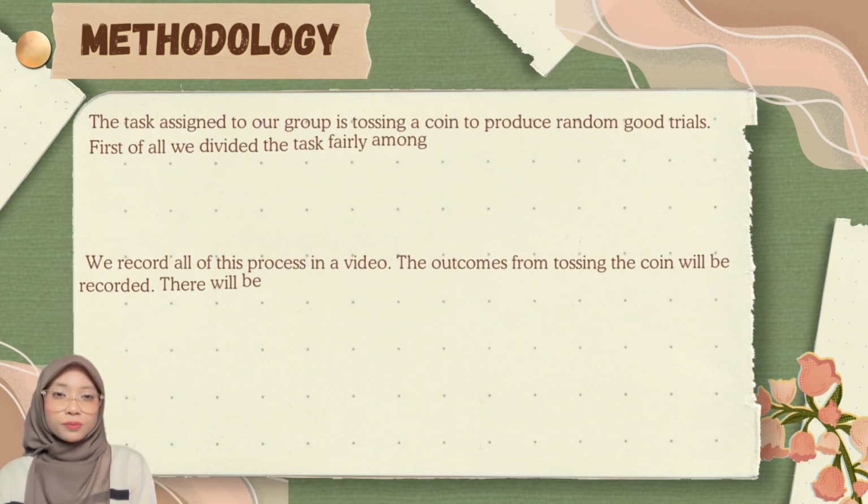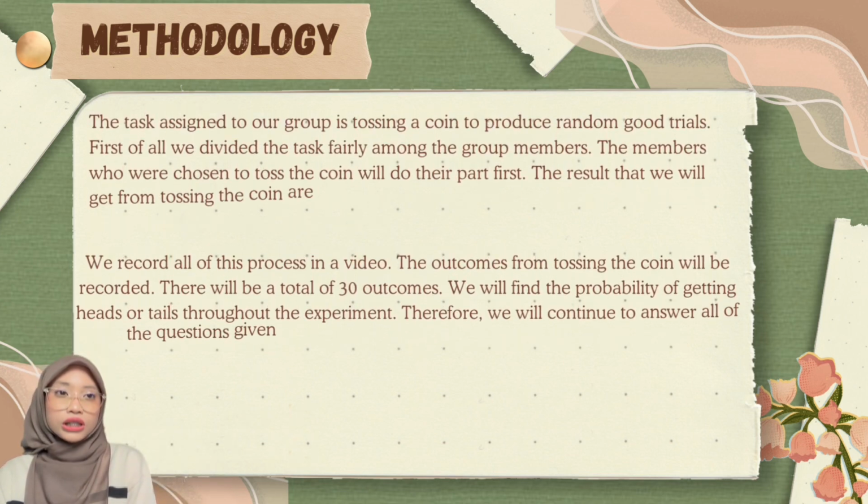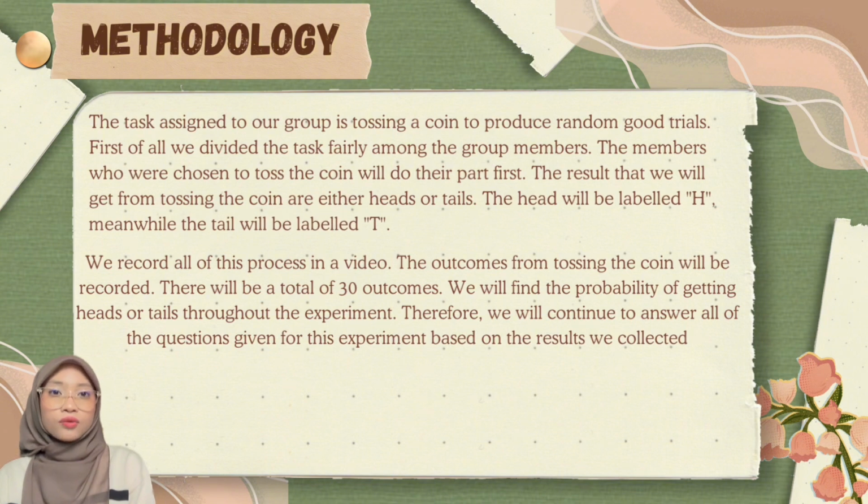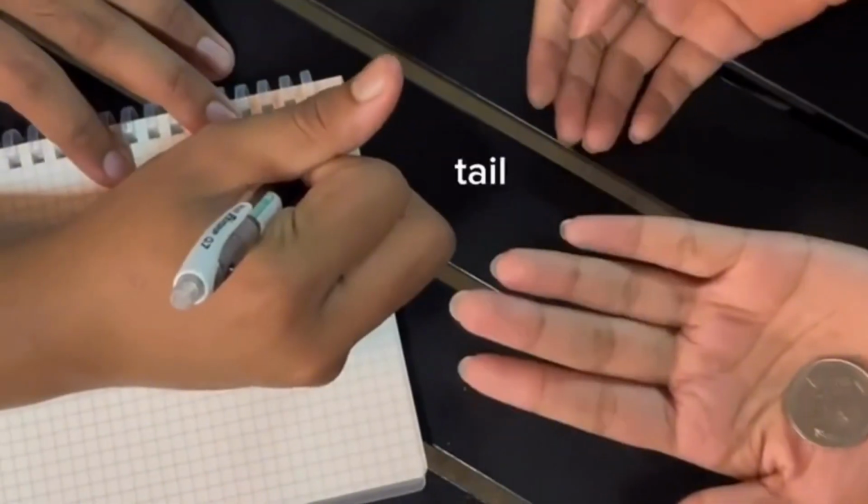We record all of this process in a video. The outcome from tossing the coin will be recorded. There will be a total of 30 outcomes. We will find the probability of getting heads or tails throughout the experiment. Therefore, we will continue to answer all of the questions given for the experiment based on the result that we collected.